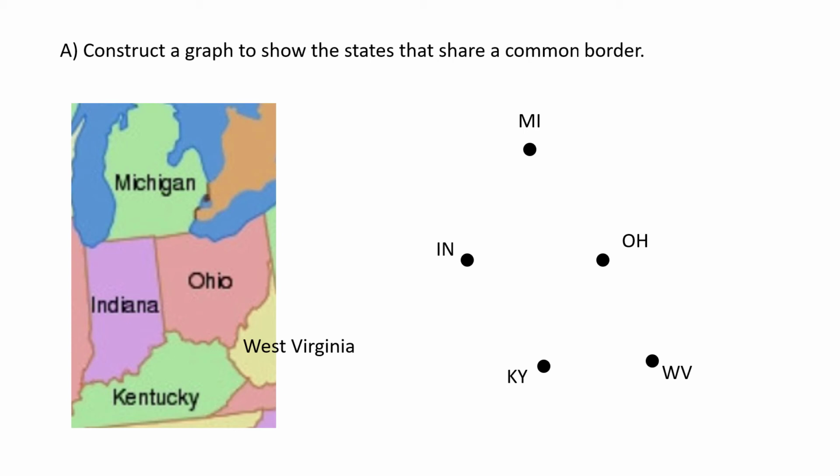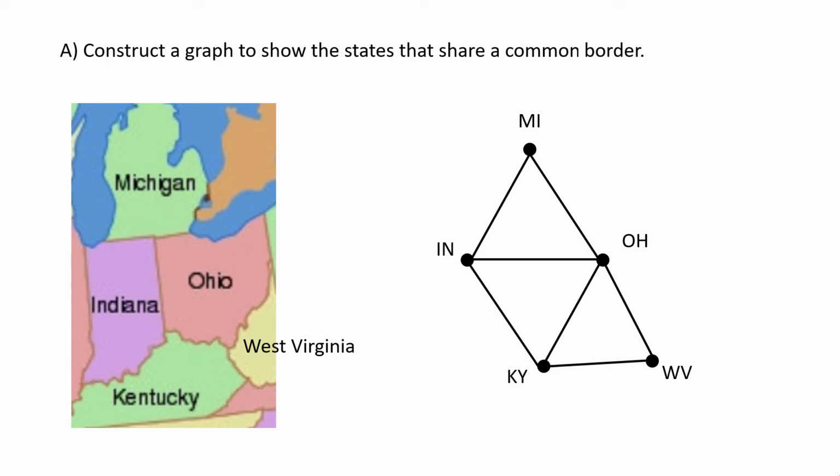For the common borders, we use edges to connect them. You can get directly from Michigan to Indiana, as well as from Michigan to Ohio. You can travel directly from Indiana to Ohio. You can also travel directly from Indiana to Kentucky, and from Kentucky to Ohio, and Ohio to West Virginia, and finally Kentucky to West Virginia. The edges represent the common borders.